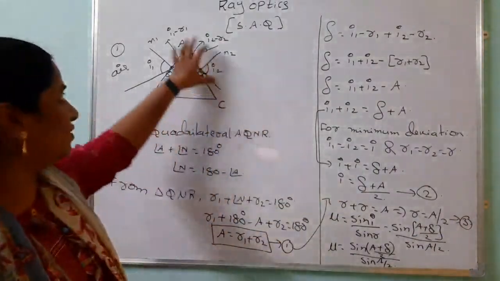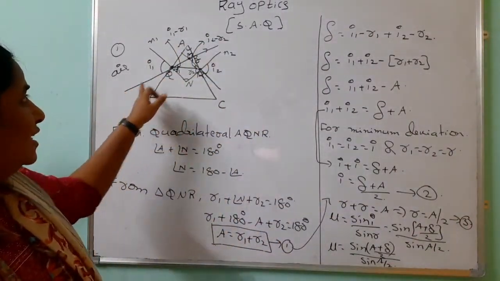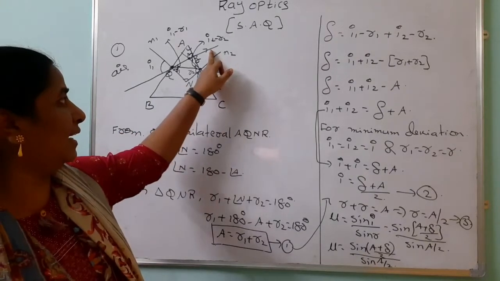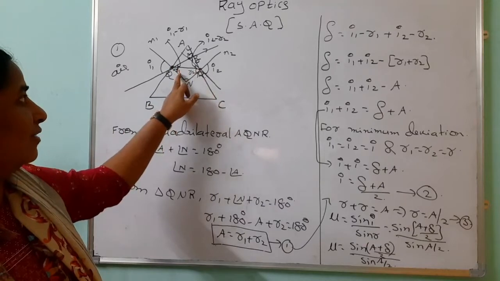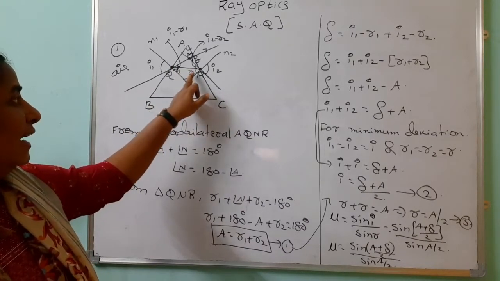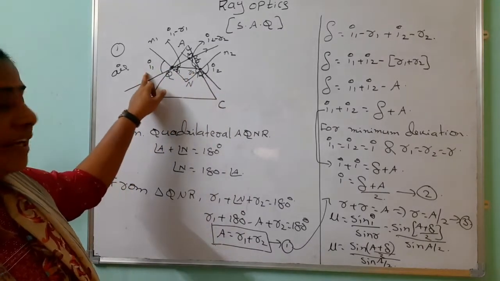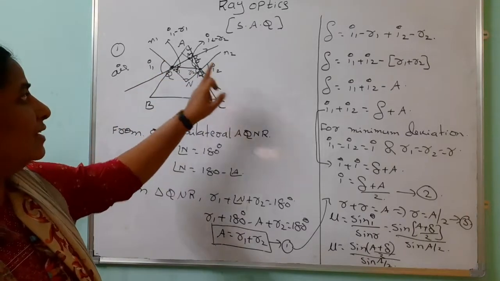Look here, first we have to trace out the prism. If there is no prism, light has a straight line path. Whenever we place the prism, light is bending. Here the angle of refraction is R1, here the angle of refraction is R2. The angle of incidence is I1, and the angle of incidence is I2.